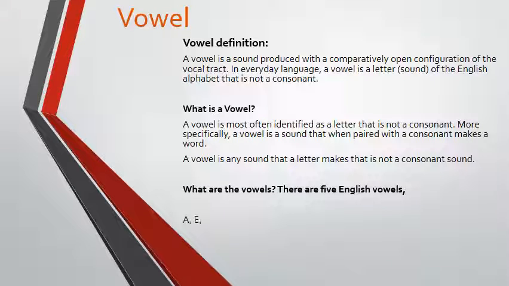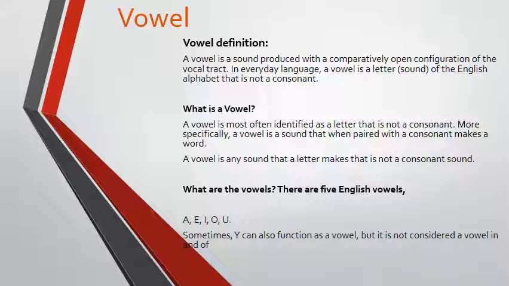What are the vowels? There are 5 vowels in English grammar. Which are they? A, E, I, O, U. These 5 are vowels in English grammar. Sometimes Y can also function as a vowel, but it is not considered a vowel in and of itself.